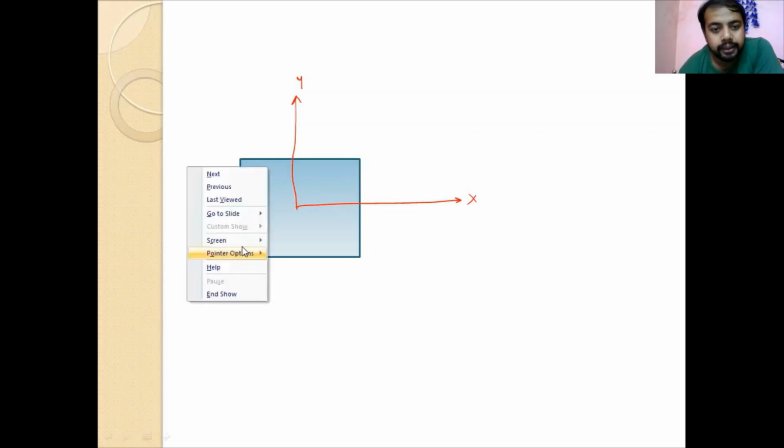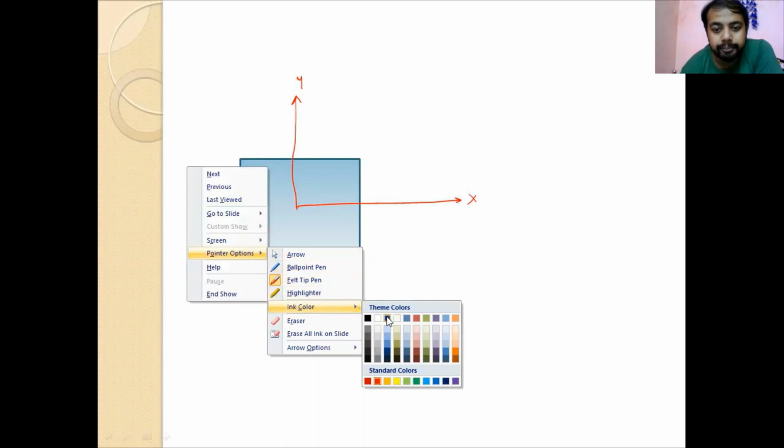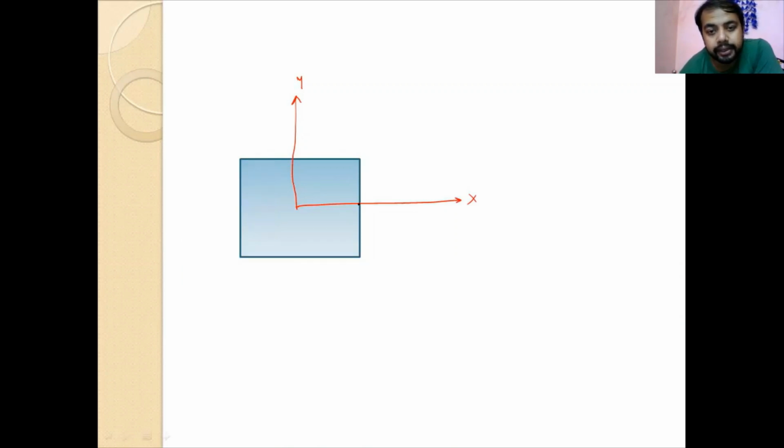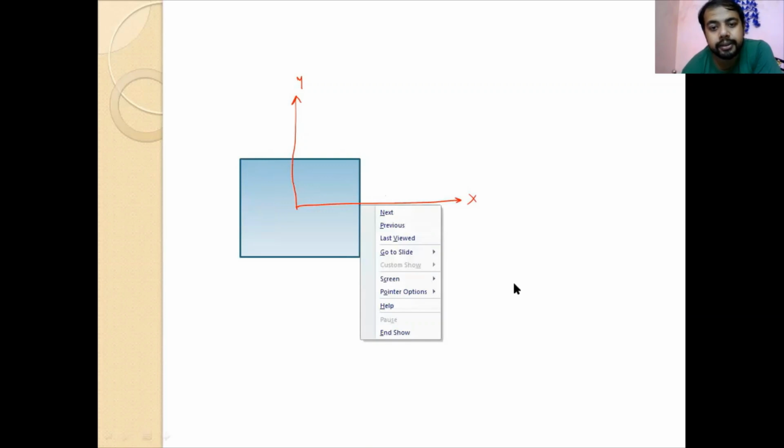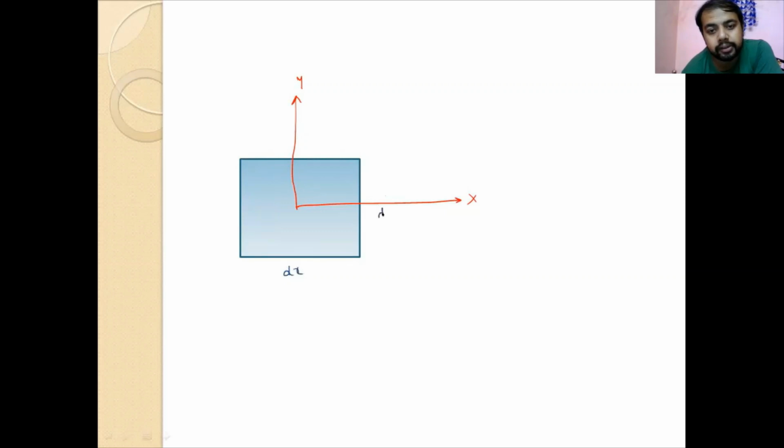If you take a two-dimensional fluid element, along this is the x-axis, and this is the y-axis. As it is two-dimensional, we have the x-axis and y-axis. We change the ink because it will be better to understand here. Considering the surface, the element has dimensions dx and dy.